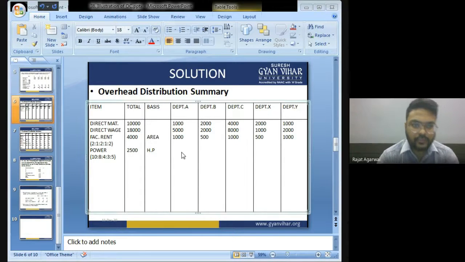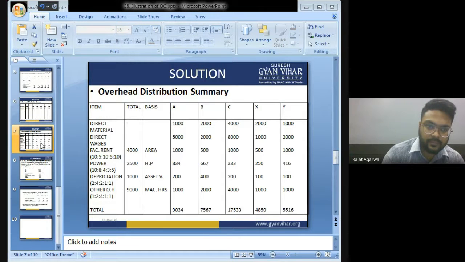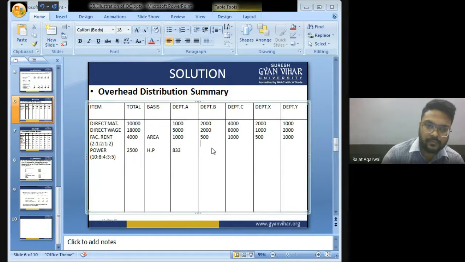Actually, now let us distribute this 2500 in this basis. 10 plus 8 plus 4 plus 3 plus 5, that is 30. 2500 divided by 30 into 10: 833. 667. 333. 250. 417.